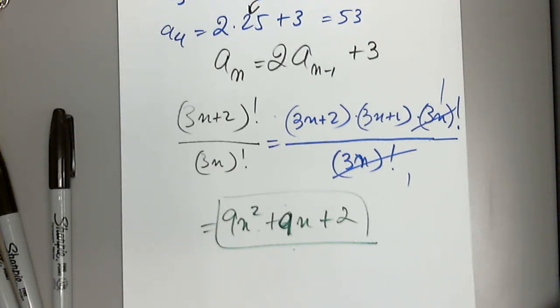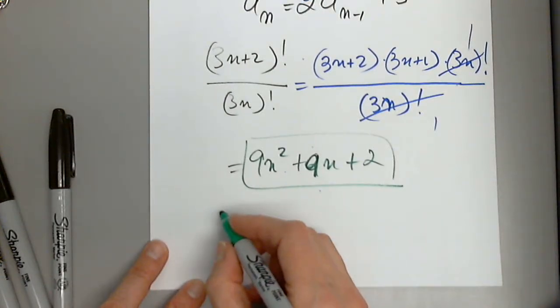So you just go down until you get what was on the denominator. That's why I started by asking which one is bigger. So then you stop at the smaller one. Exactly. So 3n plus 2 is bigger. That's why we started with 3n plus 2, 3n plus 1 times 3n factorial, and we stopped at 3n factorial.